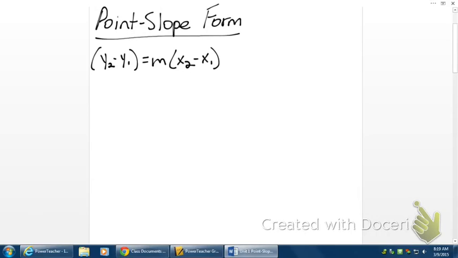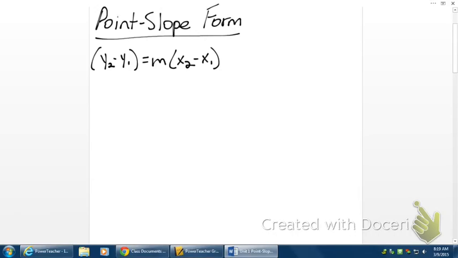Why do you think it's called point slope form? Well, remember the form we have been talking about is slope-intercept form. Why was it called slope-intercept form? Because it had a slope included and it also had the intercept, the y-intercept. Now for this one, it's just point slope form.